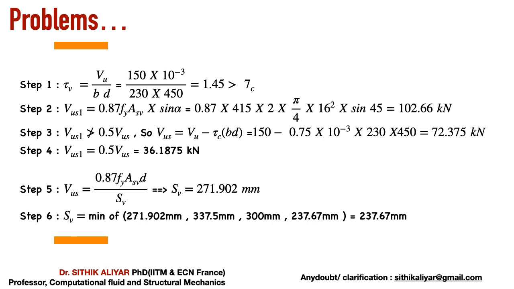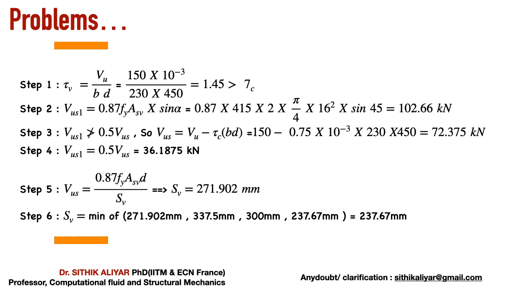You see the question, they didn't ask you anything related to bent up bars. They are asking only, if bent up bars are already there, what should be the spacing provided for the vertical stirrups, then the value is very less, right? So I am using the vertical stirrups formula, VUS equals 0.87 fy ASV d by SV. Putting all the values, you will get a spacing of 271 mm.